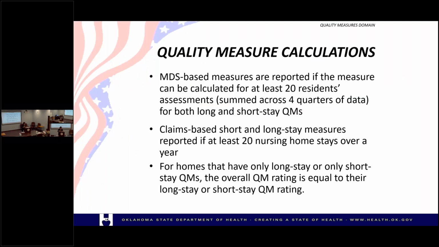Okay, so let's look to see how they calculate the quality measures. So again, they're based on the MDS assessment that we've talked about. And there has to be at least 20 resident assessments across those 4 quarters of both the long and short stay. The claims-based is at least 20 nursing home stays over the whole year instead of just the quarter.